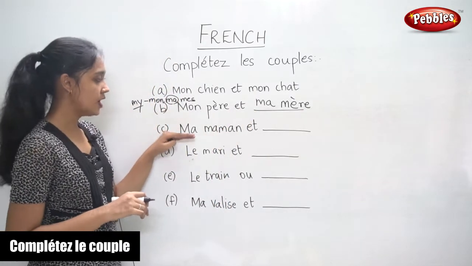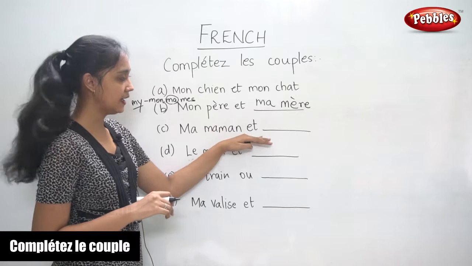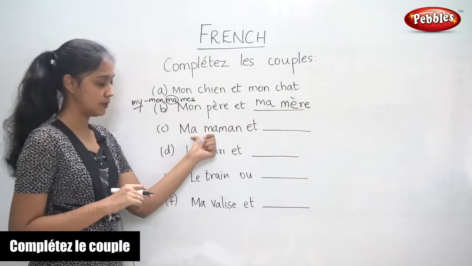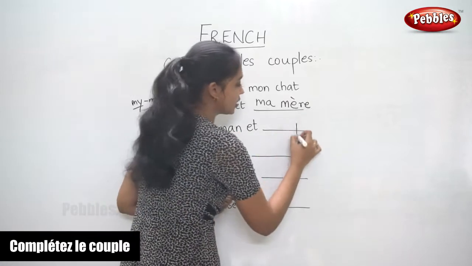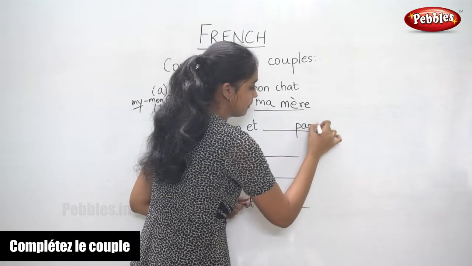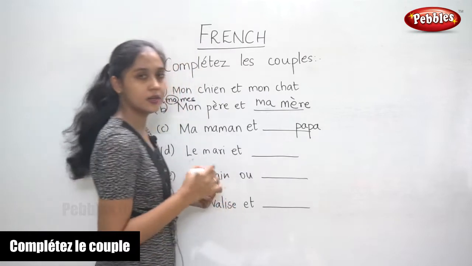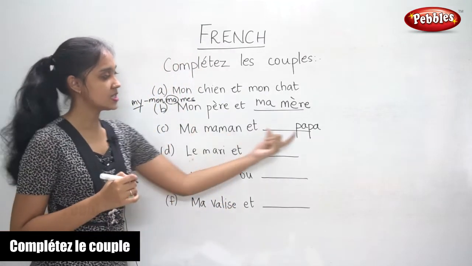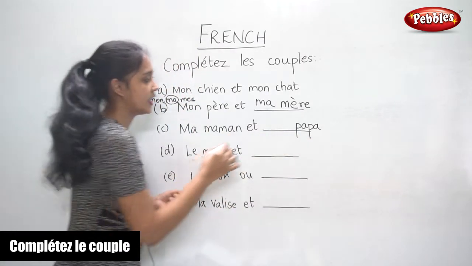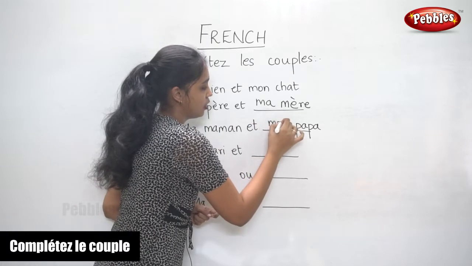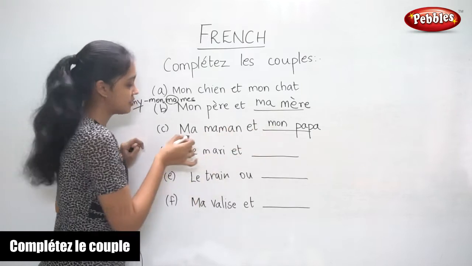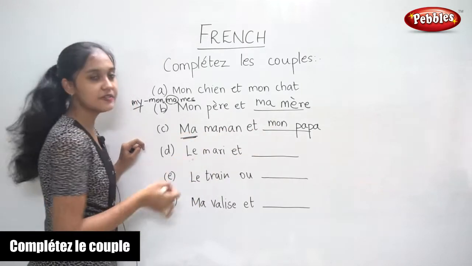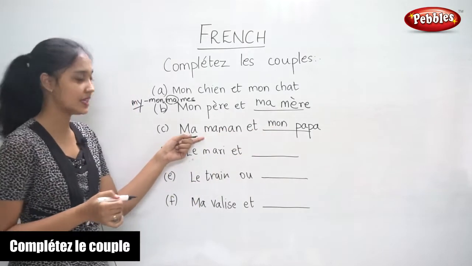The next one, ma maman et. So now, ma maman, and to complete this, we use papa, and since this noun is masculine, we say mon papa. So we are using the possessive here because possessive is used in the first half of the sentence.